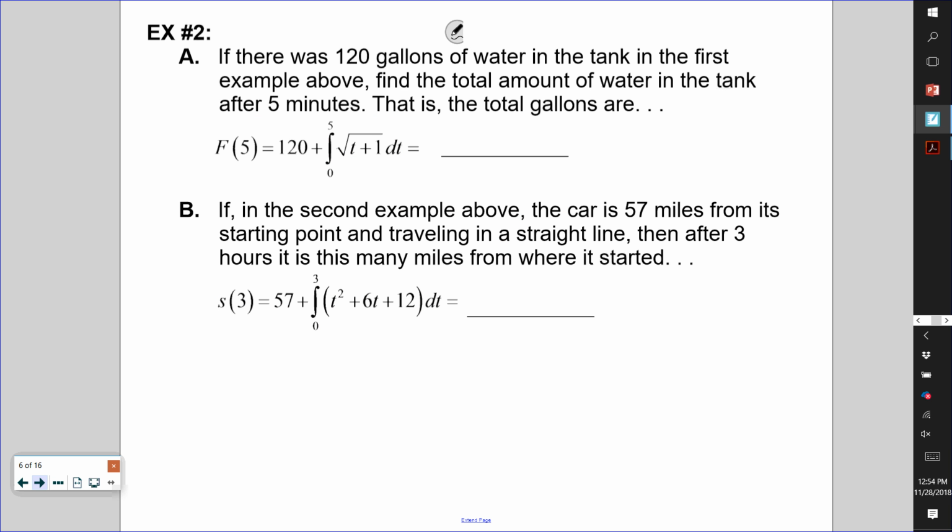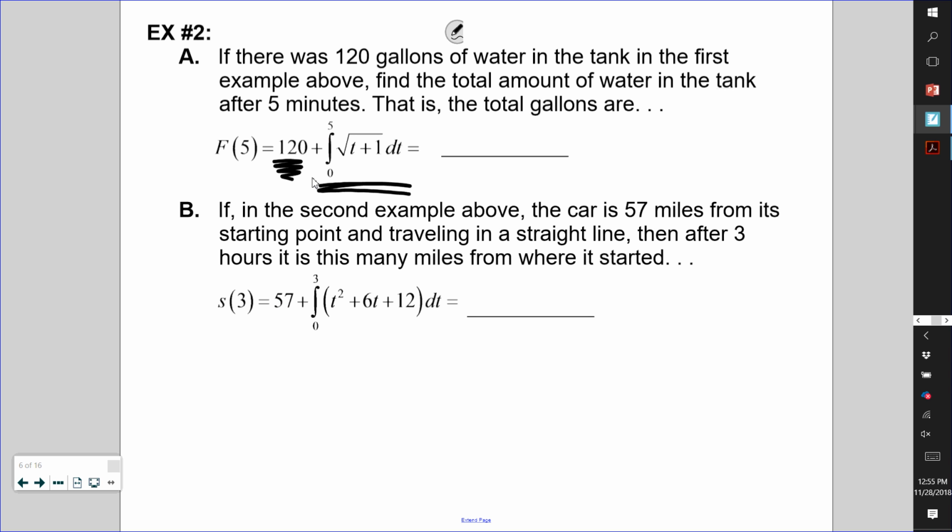So if we go back to the problem we just did and say, okay, got water in the tank, but now they're telling you, hey, when we started, there was 120 gallons of water in there. Now I want to know how much water is in the tank in 5 minutes. Well, it looks very similar. This part's what we just did. However, what do I need to include? 120, because initially there was 120. Initial value does not always mean 0.